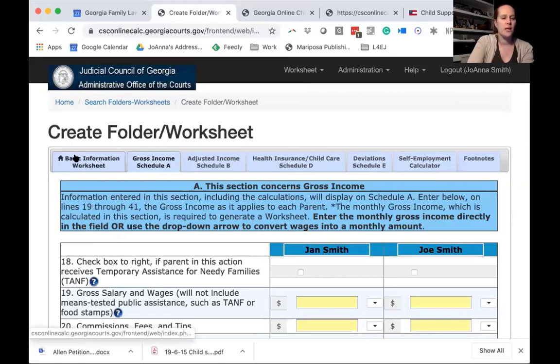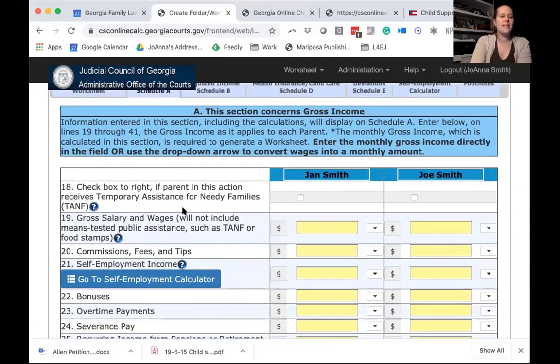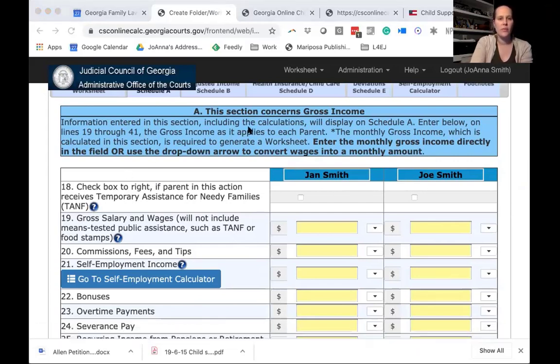Okay, so we were at the basic information worksheet. We're now at the gross income tab. You may see folks who receive TANF. Again, if you need to remember what that is, any TANF income that they receive, which is cash payments to families, won't be considered income. Very few people receive TANF just because in Georgia it's really hard to get TANF.